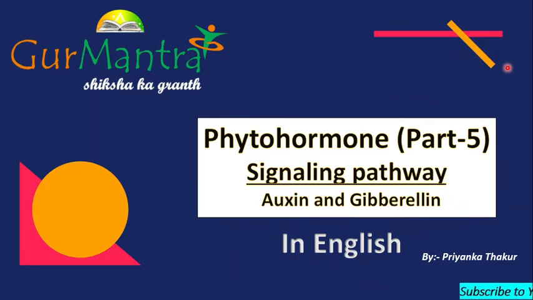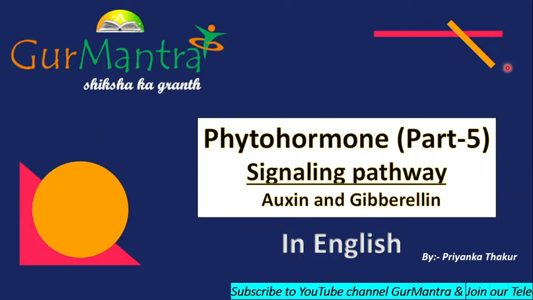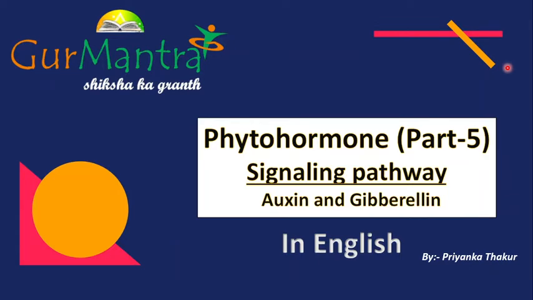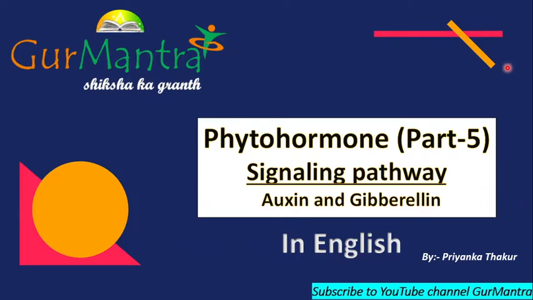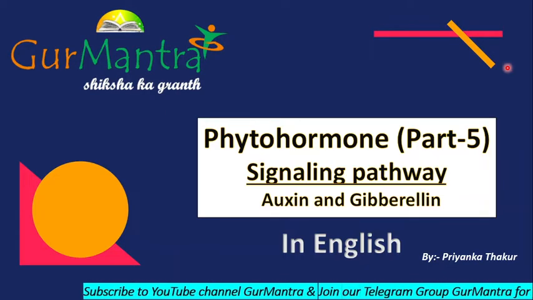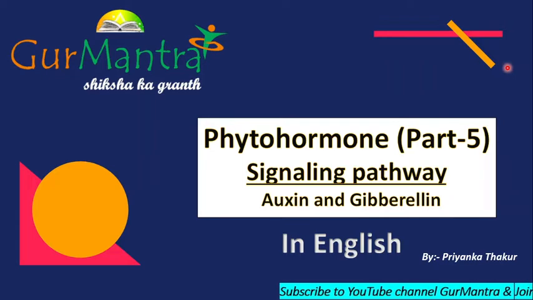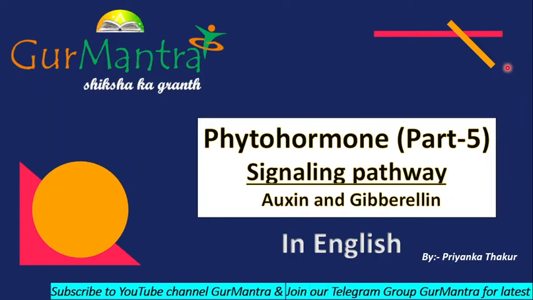So this is phytohormone part 5, in which we are going to learn about the signaling pathway of auxin and gibberellin. I have already covered the signaling pathway of ethylene when I taught you ethylene, along with its biosynthesis and physiological effects. Today I will cover the signaling pathway of auxin and gibberellin, and in the next lecture I will cover the signaling pathway of cytokinin and abscisic acid.